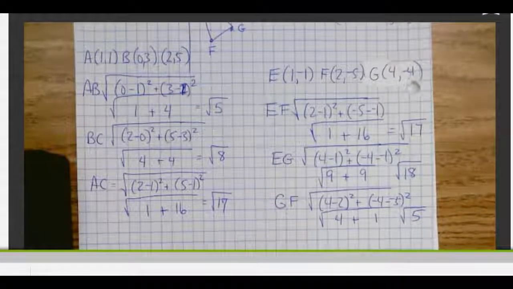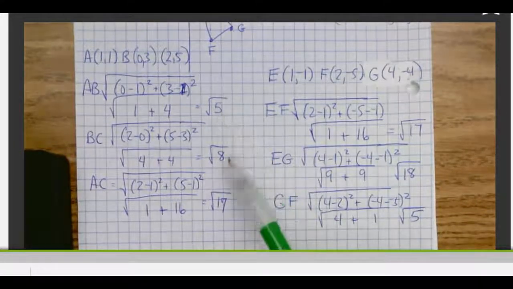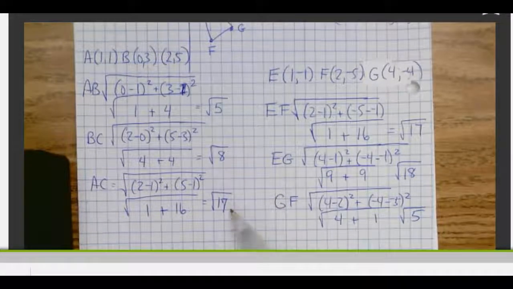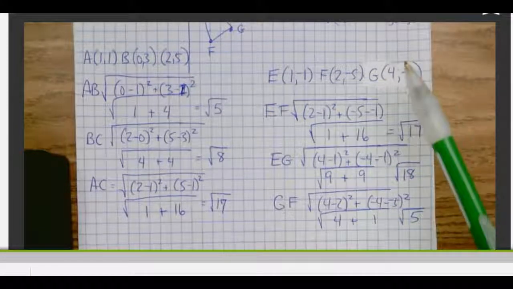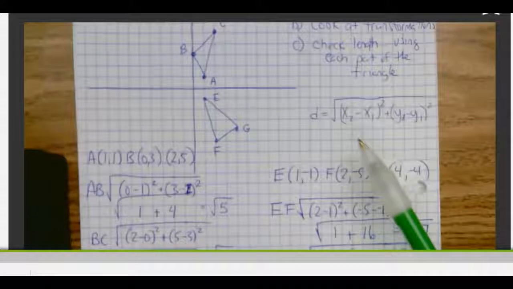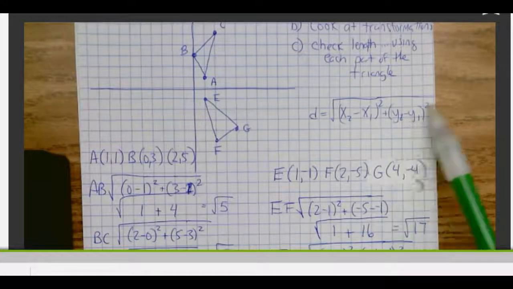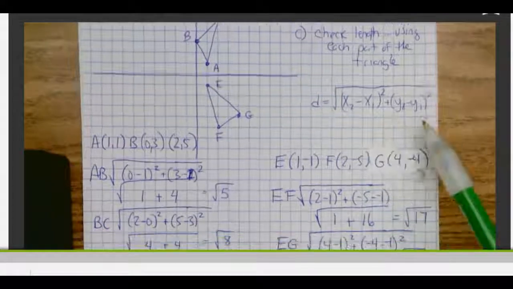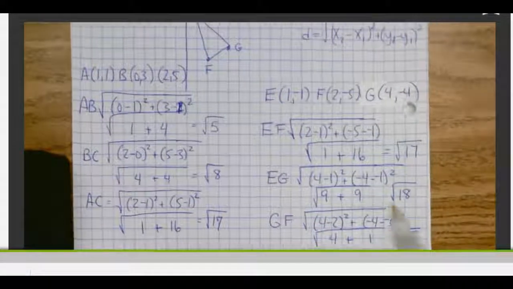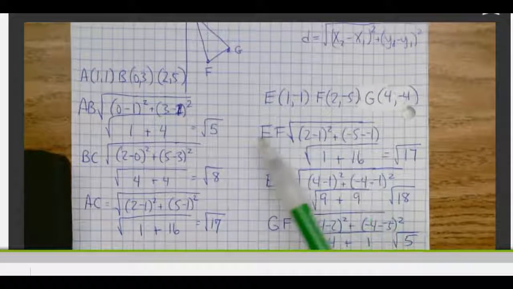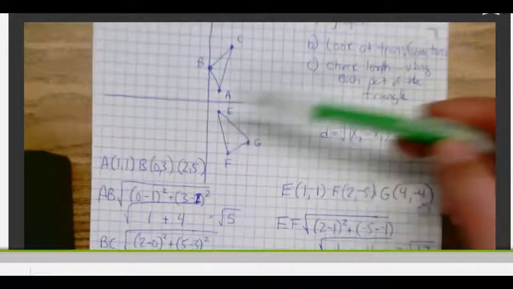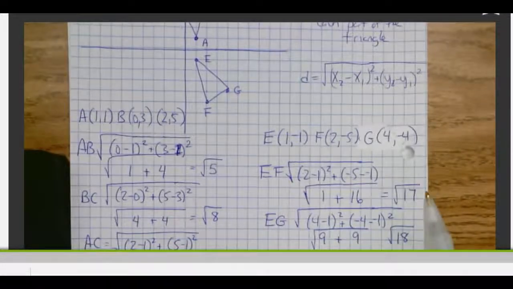You remember the first triangle had square root of 5, square root of 8, square root of 17. We're just doing the distance formula from up here: x2 minus x1 squared plus y2 minus y1 squared, the distance formula between two points, using that on a triangle. We do this on this one, so we do the point EF right there, and in the end we get square root of 17, and look, square root of 17.